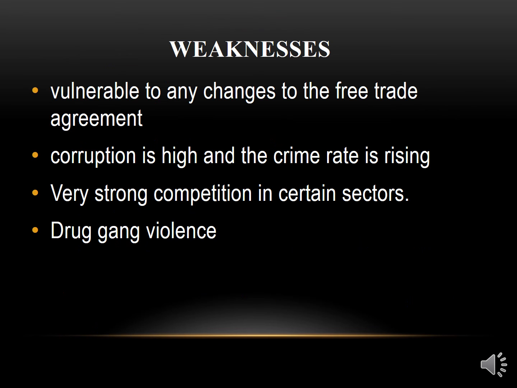Weaknesses. There are still many obstacles to investing in Mexico. The country relies heavily on its partnership with the US and is therefore vulnerable to any change to the free trade agreement. Some sectors are reserved for the Mexican state and or only for Mexican citizens. There is very strong competition in certain sectors, and the economy is vulnerable to fluctuations in oil prices. Infrastructure and the system of education are generally deficient.